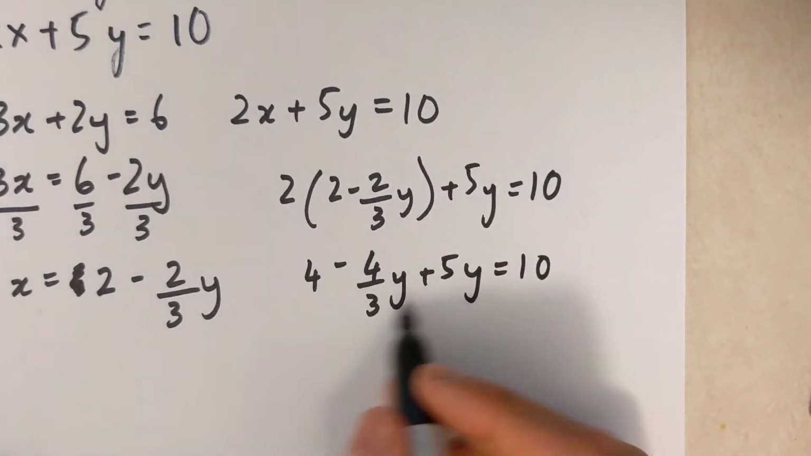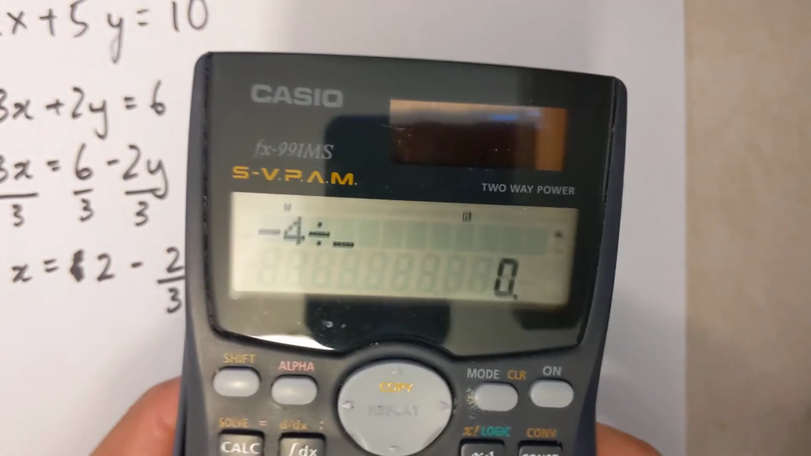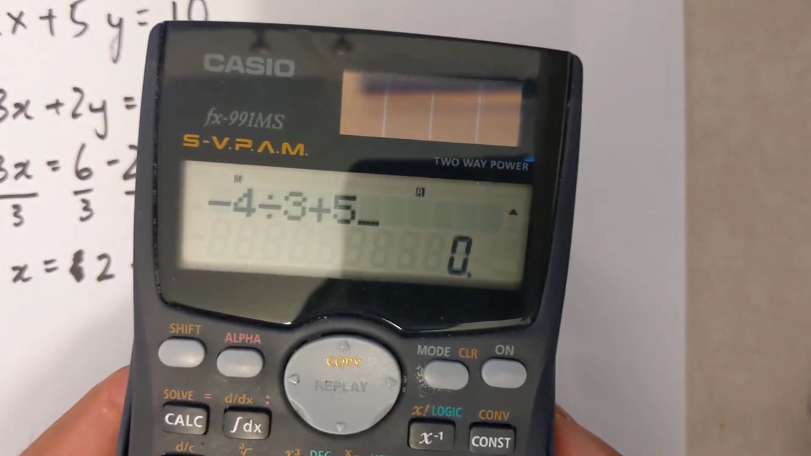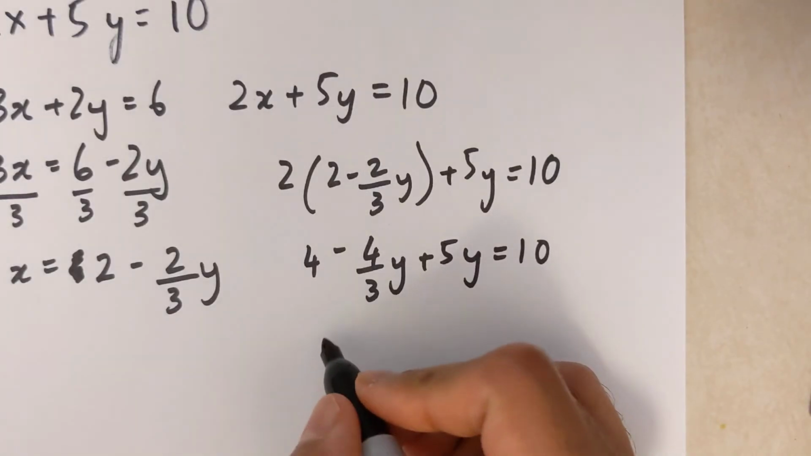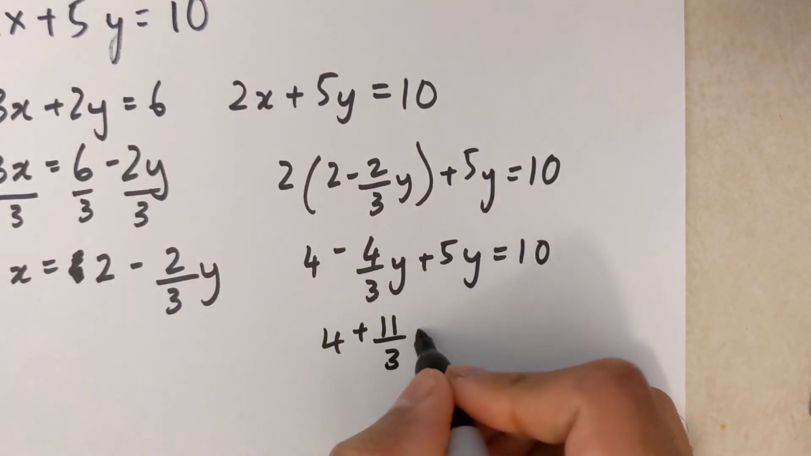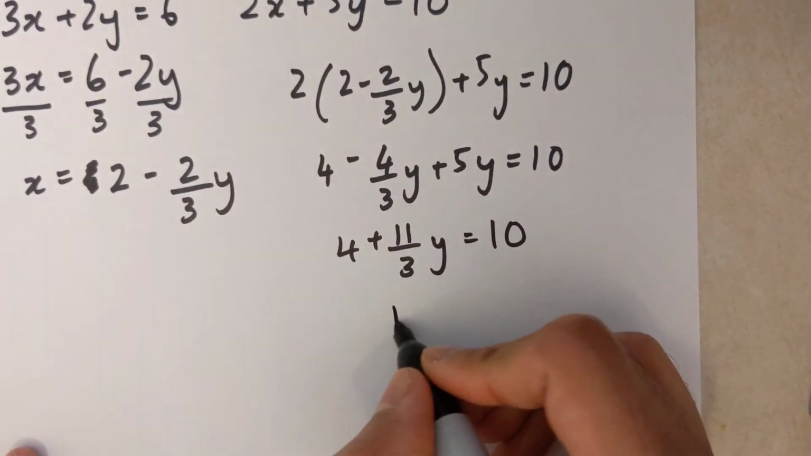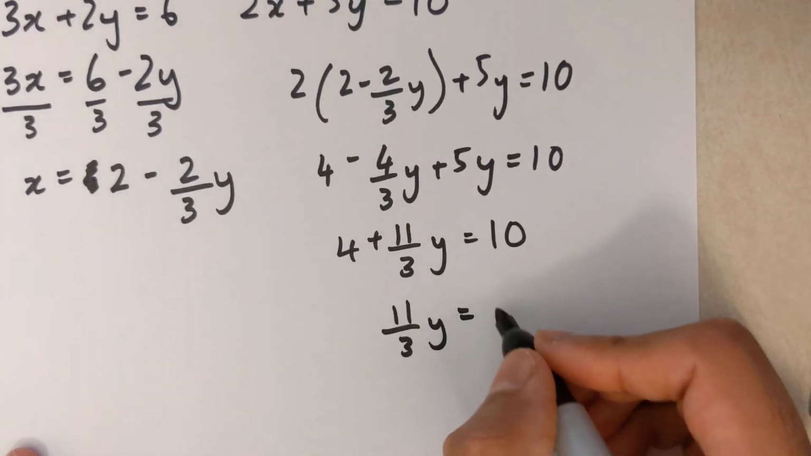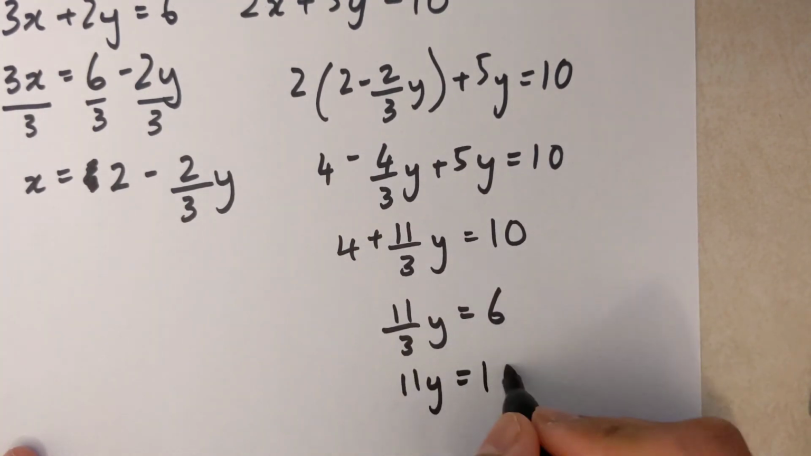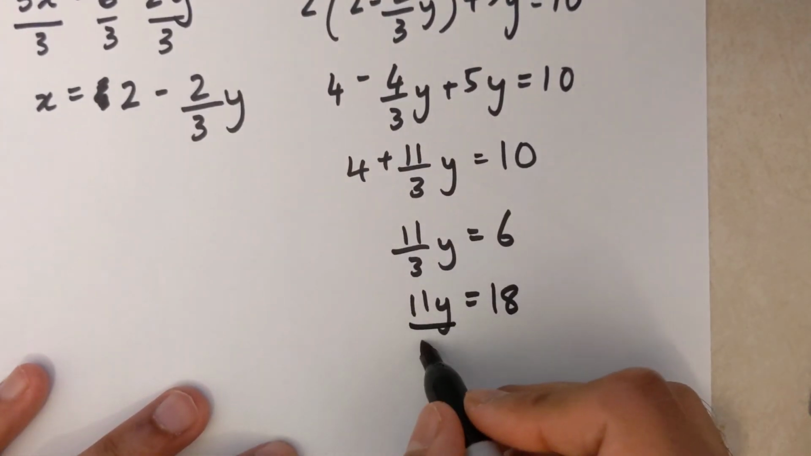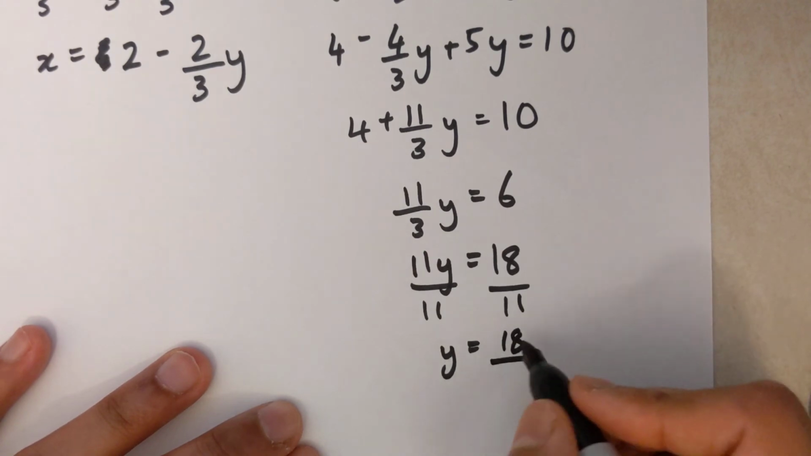I'm going to combine these two like terms again. I'm going to do it in my calculator. So negative 4 over 3 plus 5, and then shift AB over C, so that's 11 over 3. So 4 plus 11 over 3y equals 10. I'm going to subtract the 4 on the other side, so 11 over 3y equals 6. I'm going to multiply the 3 there, so 11y equals 18, and then I'm going to divide both sides by 11, so y equals 18 over 11.